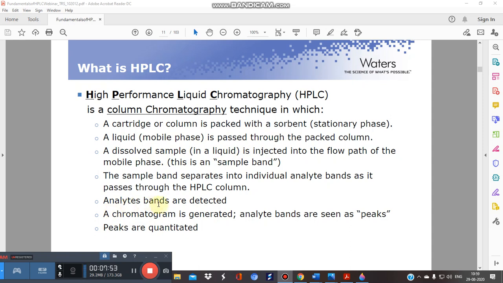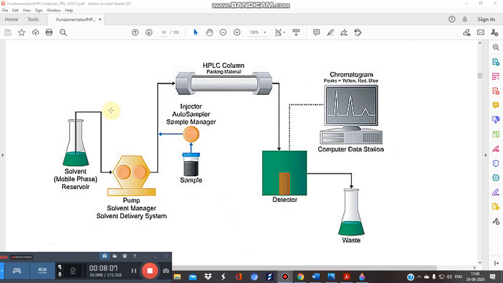Then the analyte bands are detected by the detector, and the chromatogram is generated, and we will see different peaks. And I will definitely tell you how we interpret these peaks in HPLC also. So this is the instrumentation of HPLC.